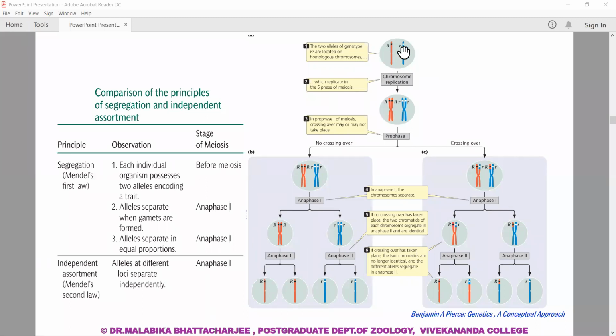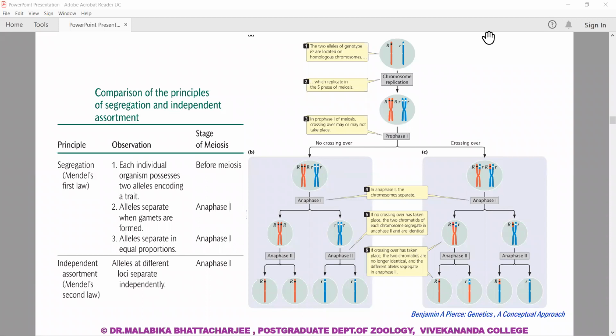As you can see, two alleles of a genotype, capital R, small r, chromosome replication occurring in prophase one of meiosis, and then we can see two kinds of pathways depending on whether there is a crossing over, exchange of chromosomal paths occurring, or whether there is no crossing over. So here we have a capital R, small r, and gamete formation is occurring.